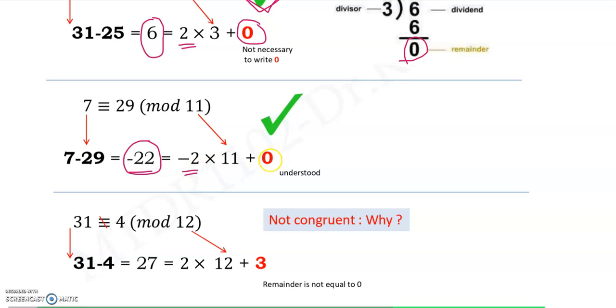Here what is the remainder? 0. Actually no need to write 0 here, but to make you understand I am writing. See, I can write minus 22 as a product of these two numbers, minus 2 multiply 11, without any remainder, which means yes, this congruent modulo is correct.